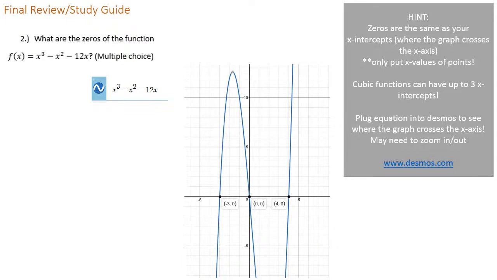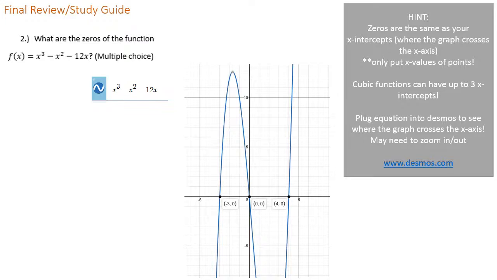For number 2, we are asked what are the zeros of the function. We're given the function f of x is equal to x cubed minus x squared minus 12x. This one's going to be a multiple choice question. So the first thing we want to do is we need to know what the zeros mean.